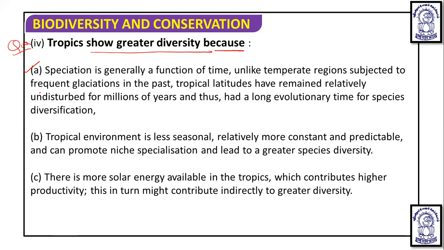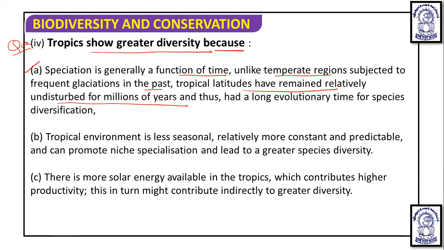The first one is that speciation is generally a function of time, meaning with time, a new species can evolve. Unlike tropical latitudes, temperate regions were subjected to frequent glaciation in the past, while tropical latitudes remained relatively undisturbed for millions of years. So evolution is a function of time, but in temperate regions these disturbances came continuously. For a long time it was not possible for species to evolve, and if any new species evolved, it would be lost due to frequent glaciation.